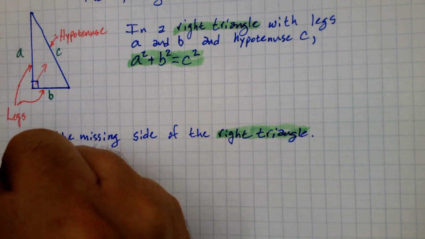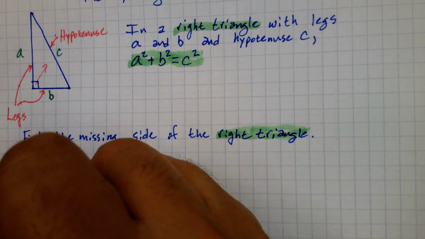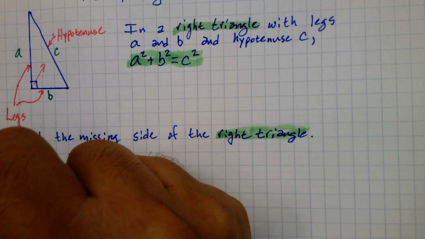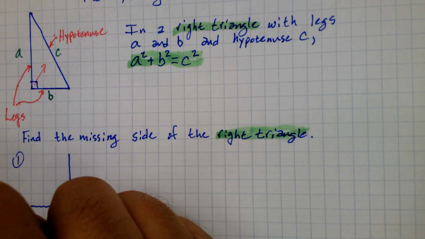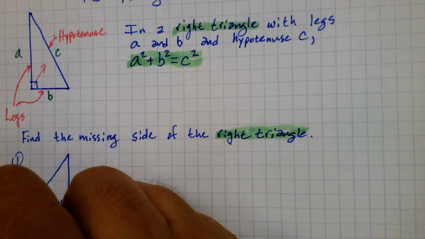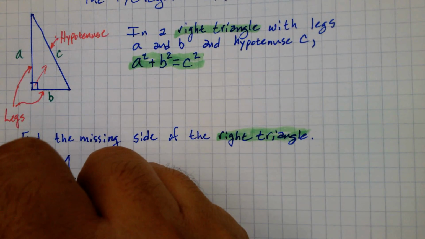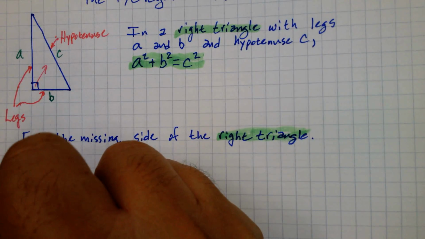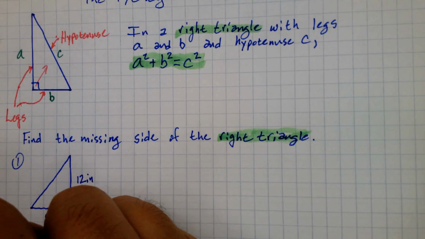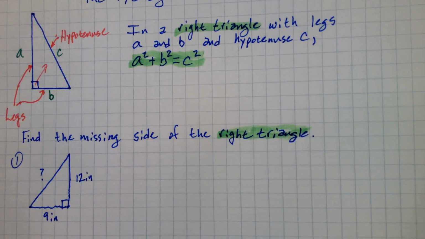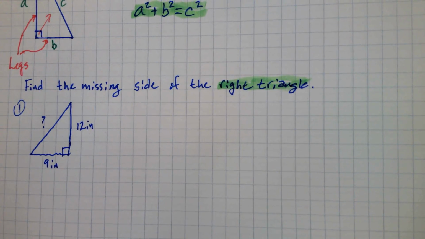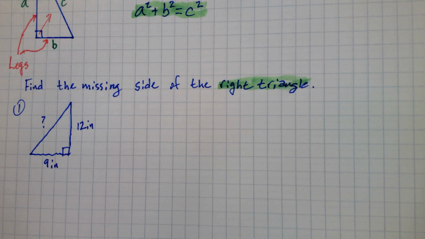Let's just say we have a right triangle. Let me draw a right triangle. Here's my right triangle. And let's say this is 12 inches, 9 inches. We don't know that side. Okay? So let's start with that. Draw a right triangle. We'll say these two sides are 12 and 9. This other side we don't know.